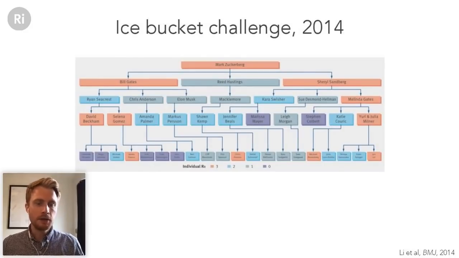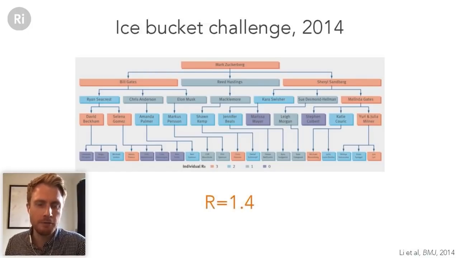And because these were public nominations, it was very clear who was doing them. Researchers could go back and trace these routes of transmission of who nominated whom to do the challenge. And this is a subset of people who did it. This is some celebrities. And you can see that most will nominate 1 or 2 other people. Some nominate 3, some won't nominate others. On average, the reproduction number is about 1.4 for this particular infection.